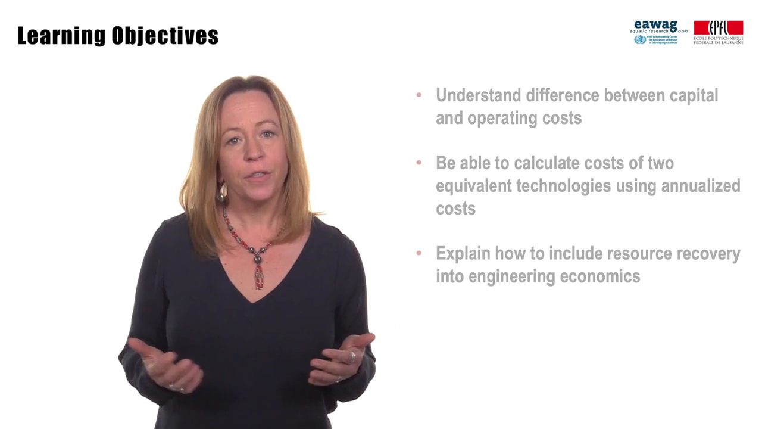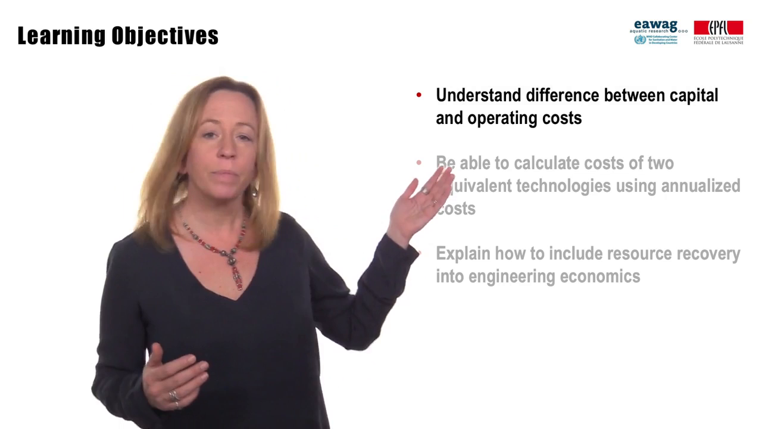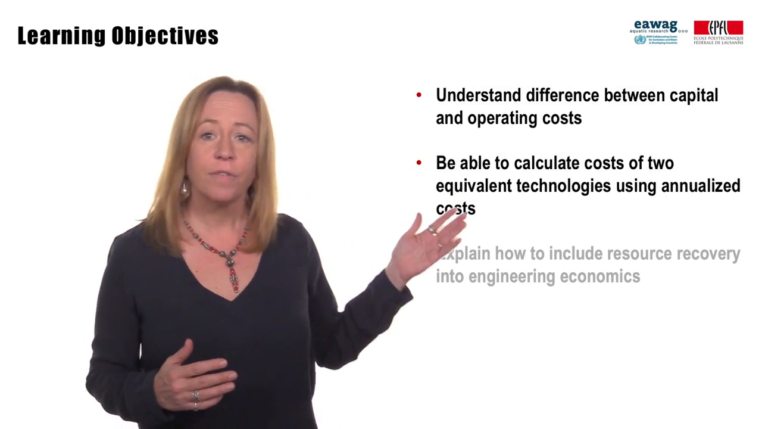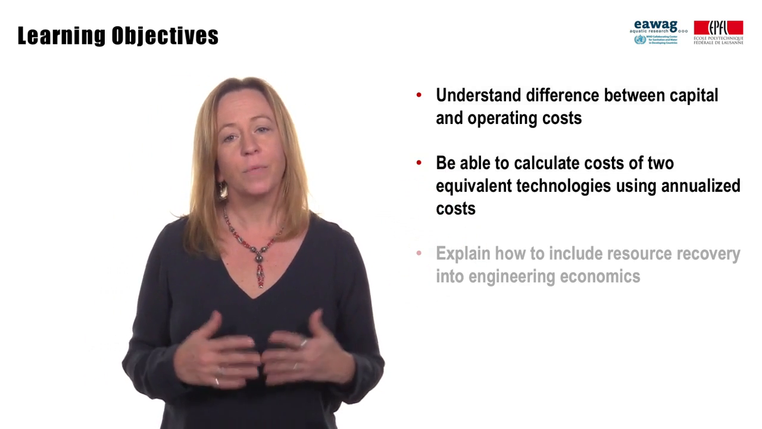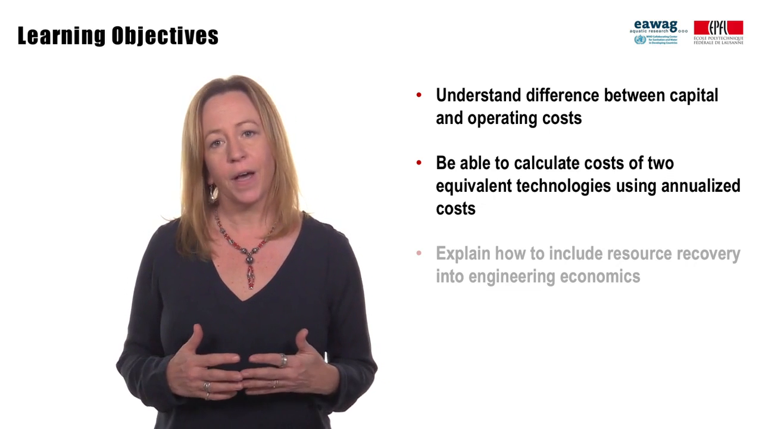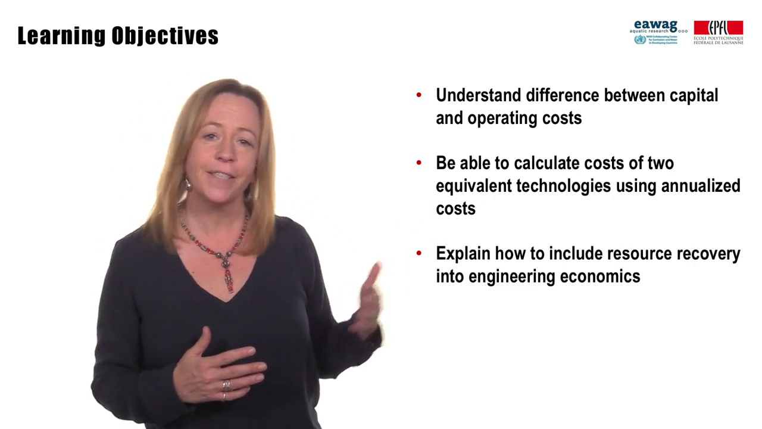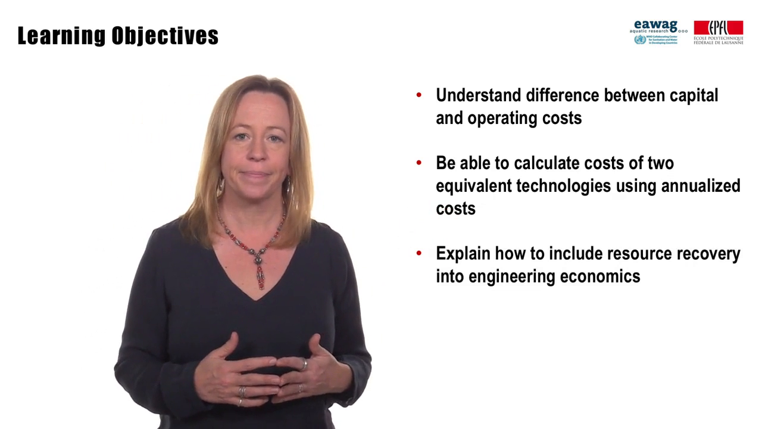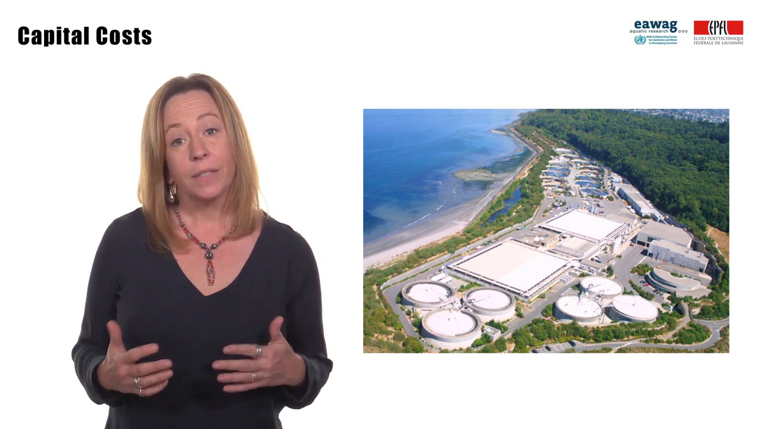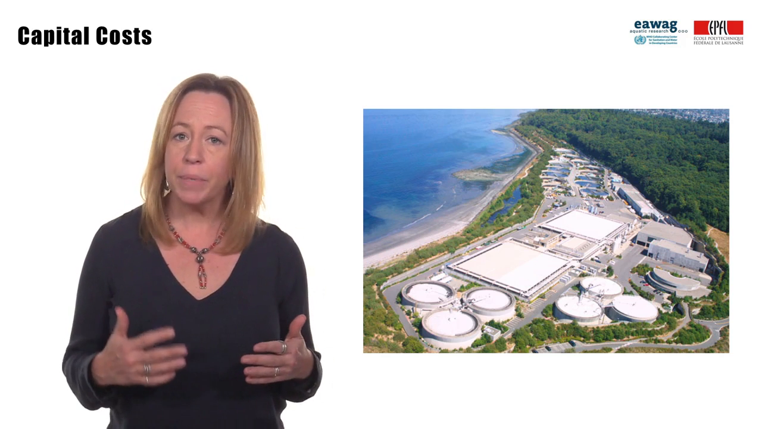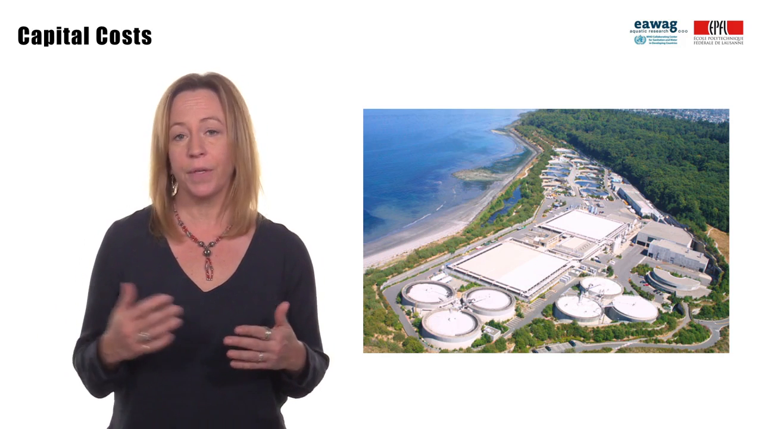Following this module, you will be able to understand the difference between capital and operating costs, be able to calculate costs of two equivalent technologies with annualized capital and operating costs, and explain how to include resource recovery into engineering economics. Capital costs are fixed, one-time expenses incurred on the purchase of land, buildings, construction, and equipment used.